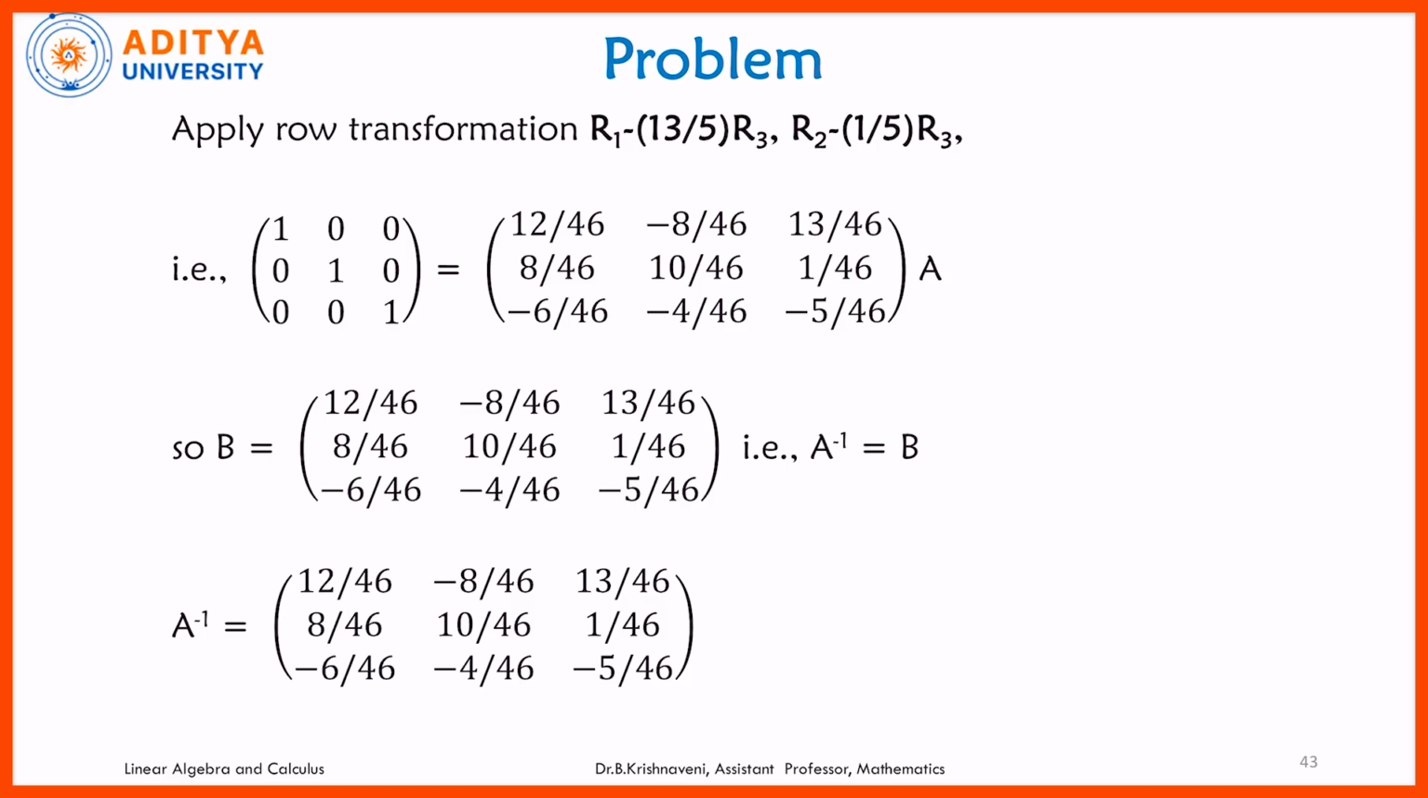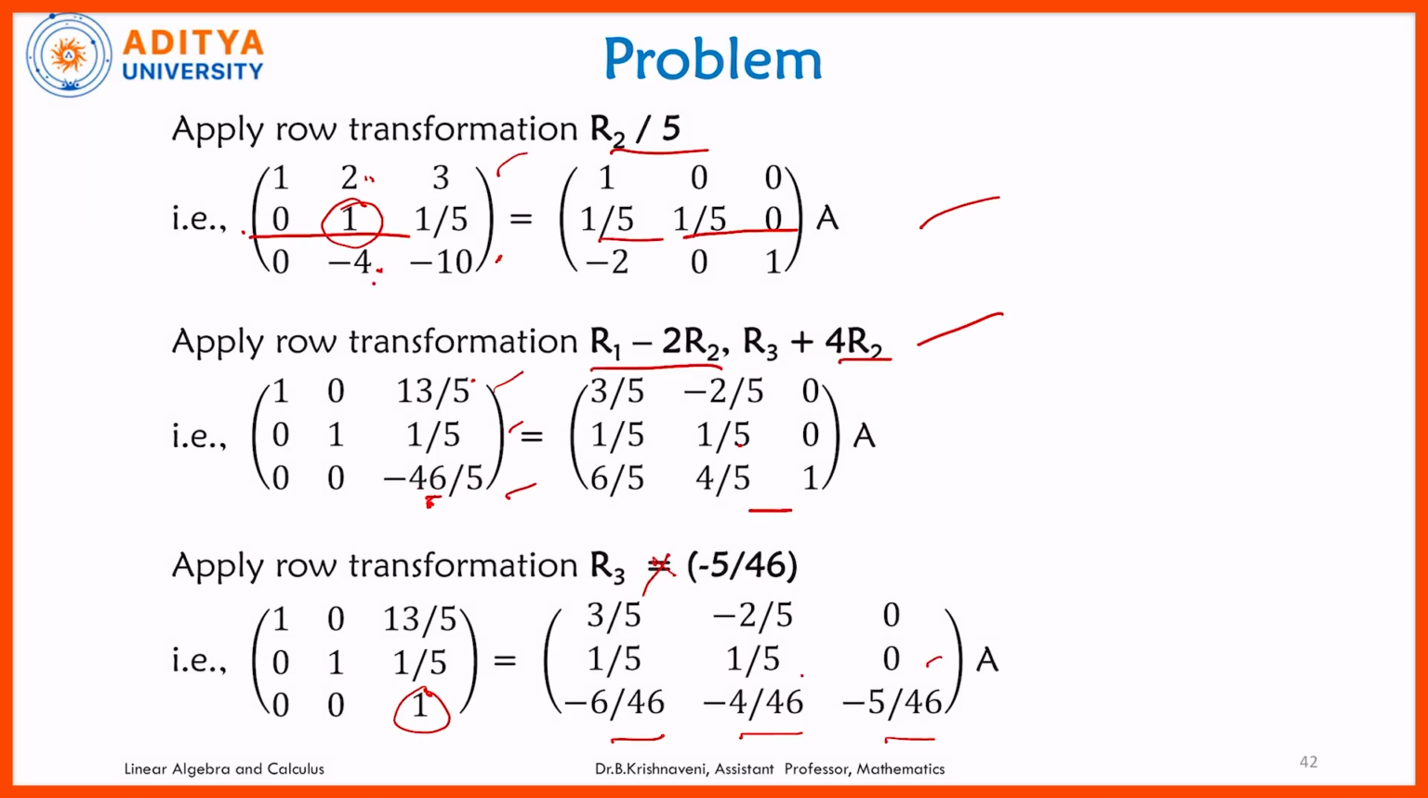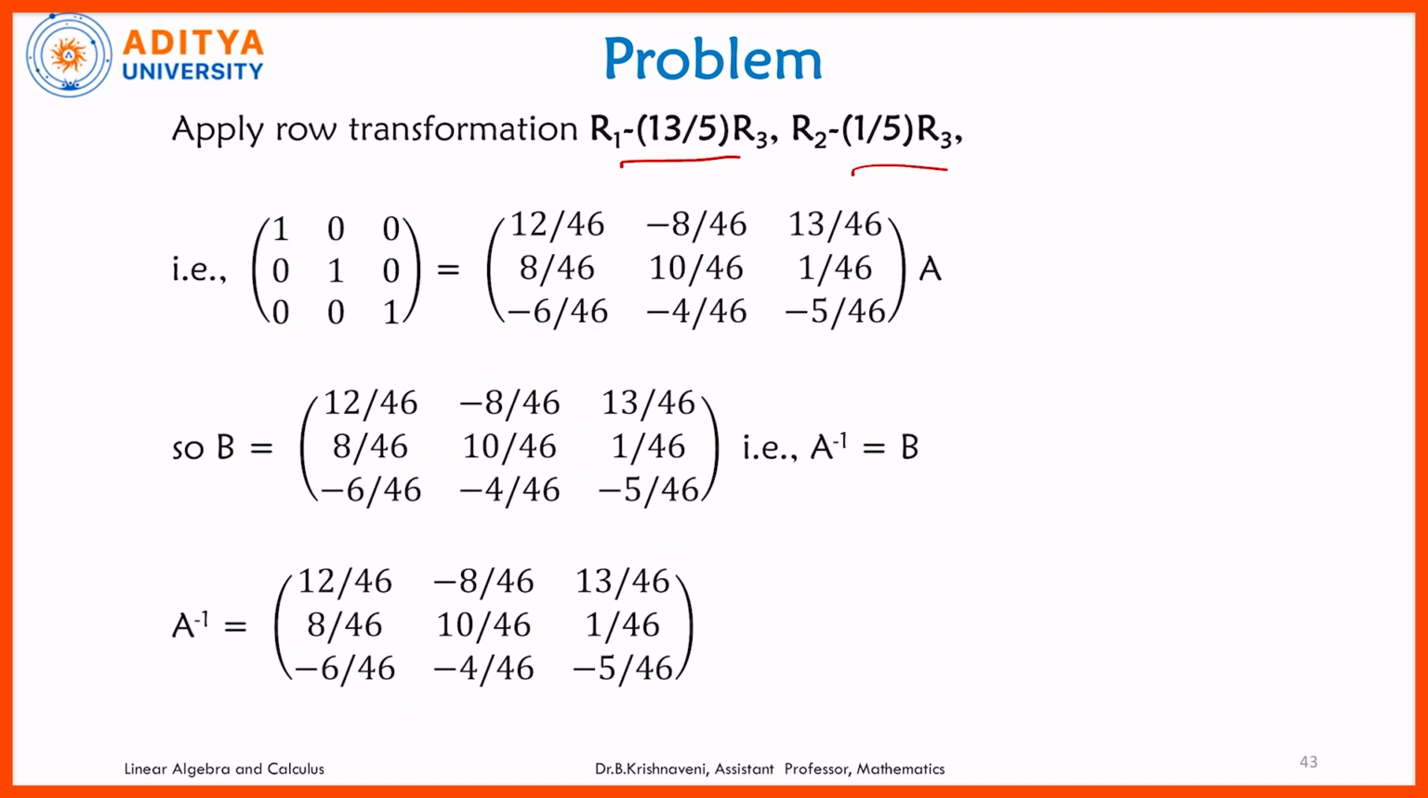So now do the operations in order to make the upper elements zeros. For that, what operations do I have to use? Fix this and make the ones above zeros, using R1 minus 13 by 5 R3 and R2 minus 1 by 5 R3. On doing this, we got this equation: 1, 0, 0, 0, 1, 0, 0, 0, 1 is equal to 12 by 46, minus 8 by 46, 13 by 46, 8 by 46, 10 by 46, 1 by 46, minus 6 by 46, minus 4 by 46, minus 5 by 46 into A.